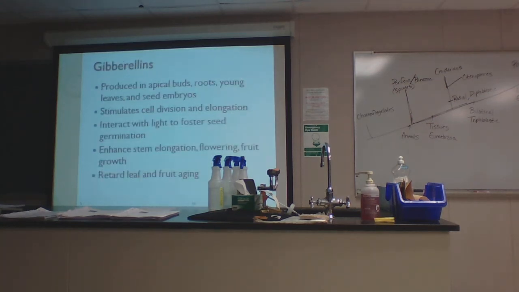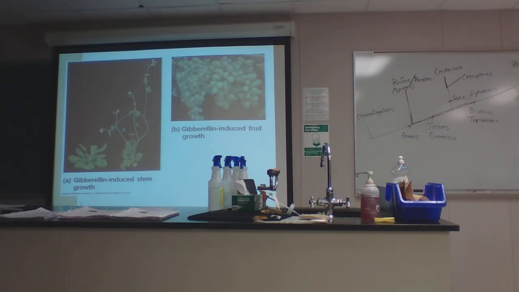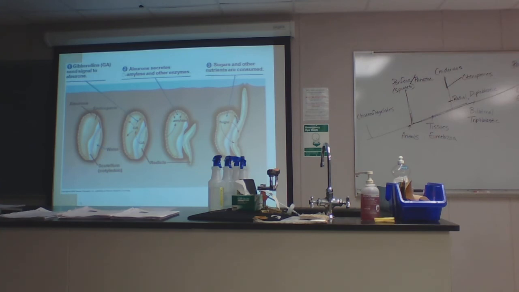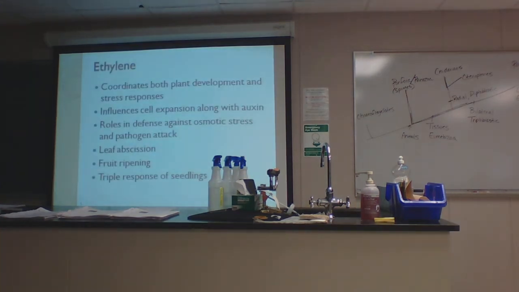Okay, the gibberellins, those promote seed germination and also fruit formation and stem growth. So you can make seedless grapes with it. And it also causes the seeds to sprout. Ethylene is a gas that causes fruit to ripen. So that's why you can use an apple to make a banana ripen, because the apple's giving off ethylene. Put it in a bag with a banana, and it will make a green banana turn ripe.